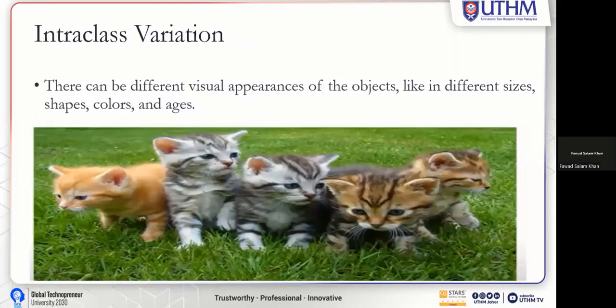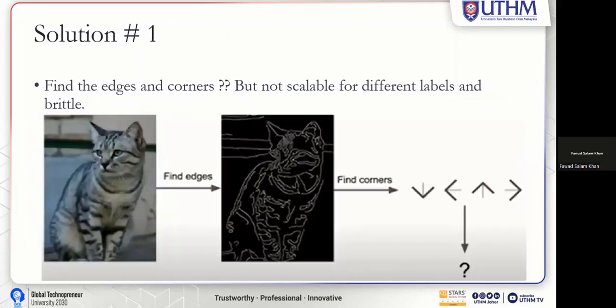Sometimes there is intraclass variation, where the same kind of object has different visual appearances, like different sizes, shapes, colors, and ages. Normally, the features of all these objects can be identified with some kind of metrics or features which can be calculated. And we have some basic solutions for it.